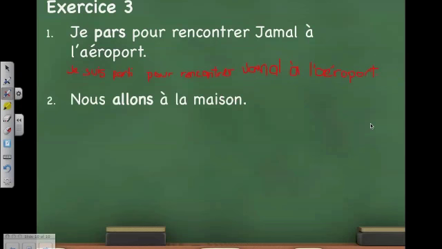Nous allons à la maison. And so, because it's nous, we know it's going to be nous sommes, and allons is the verb aller, and so because nous is plural, we use allés with an s at the end. Tu montes l'escalier. Because it's tu, we know there's going to be tu es, and tu is singular, and so monté will be singular as well.